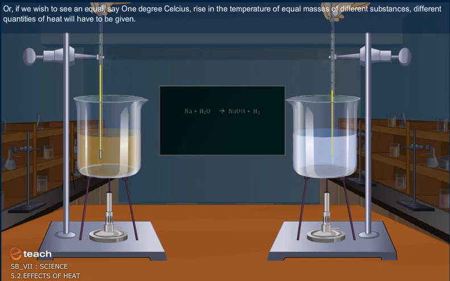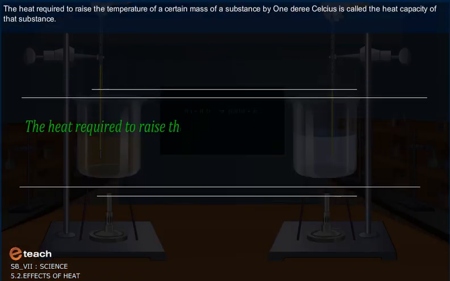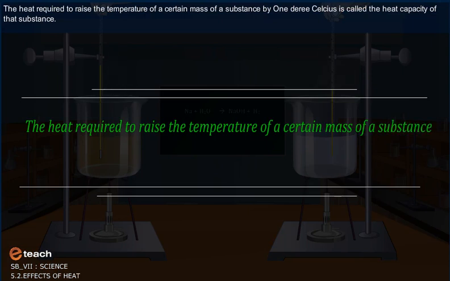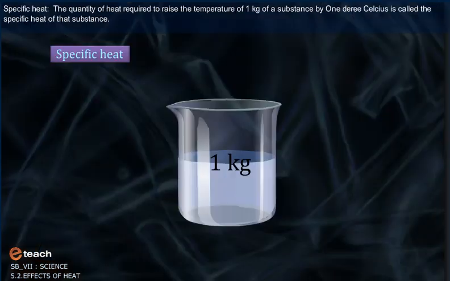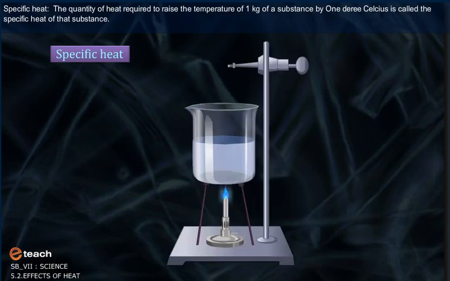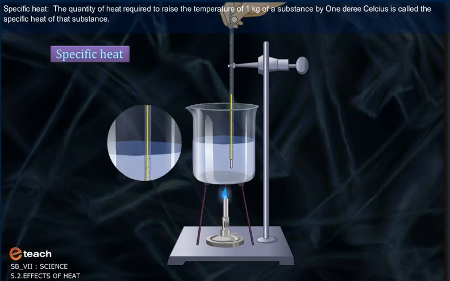Or, if we wish to see an equal, say 1 degree Celsius, rise in the temperature of equal masses of different substances, different quantities of heat will have to be given. The heat required to raise the temperature of a certain mass of a substance by 1 degree Celsius is called the heat capacity of that substance. Specific heat. The quantity of heat required to raise the temperature of 1 kg of a substance by 1 degree Celsius is called the specific heat of that substance.